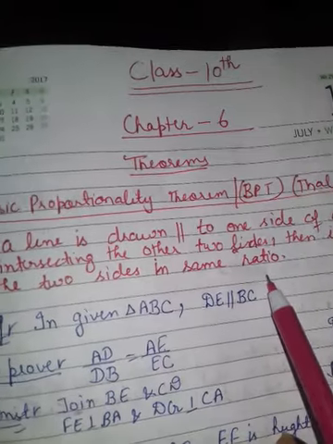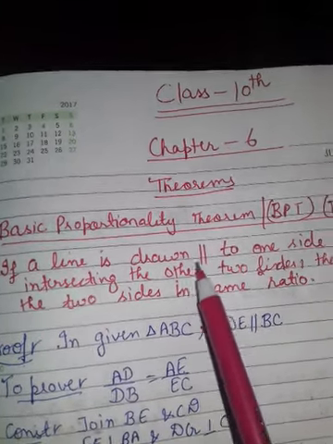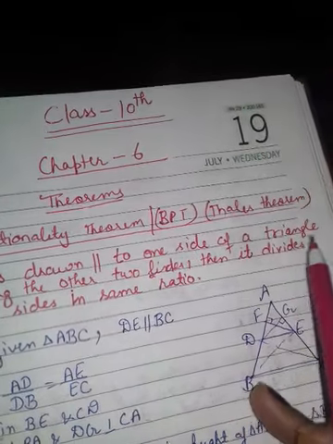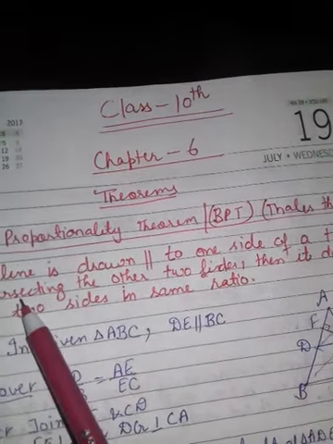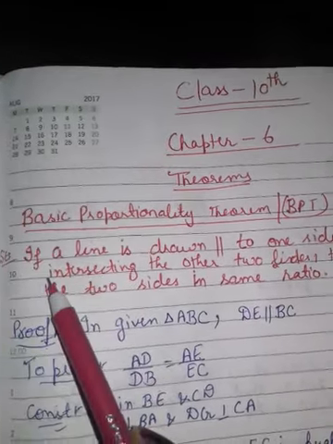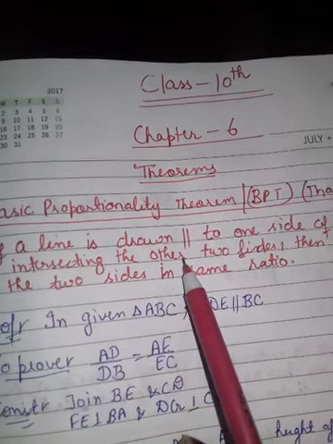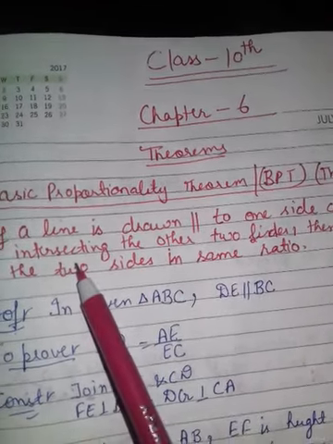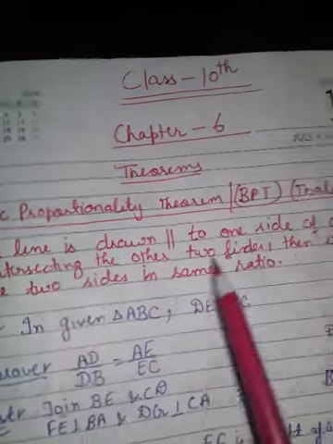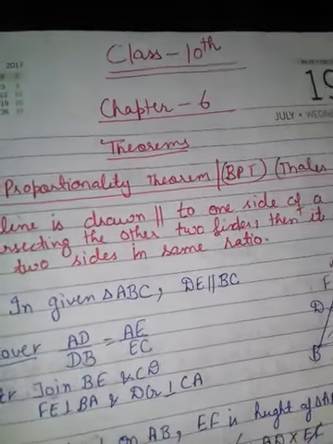Firstly, before doing the theorem, remember this: if a line is drawn parallel to one side of a triangle, and it intersects the other two sides, intersect meaning cut, then it divides the two sides in the same ratio.